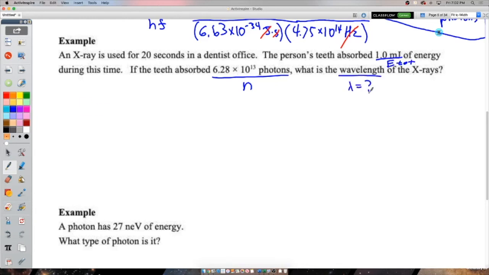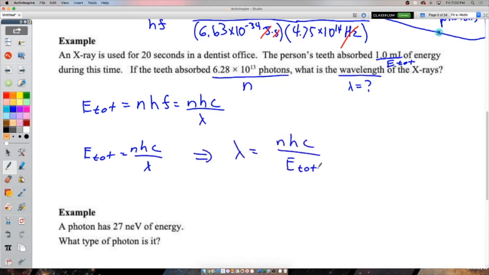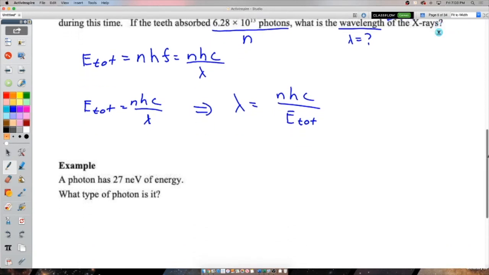So the total energy is going to be N, the number of photons, times the energy per photon again, which is hf, or that one. This one will be useful to us here. It just depends whether they give you the frequency or the wavelength, which one you would rather use. So they gave us the wavelength. Let's use this one. If they absorb that many photons and that represented that much energy, what must be the wavelength of every photon? So just rearranging for wavelength, and we're ready to plug in.